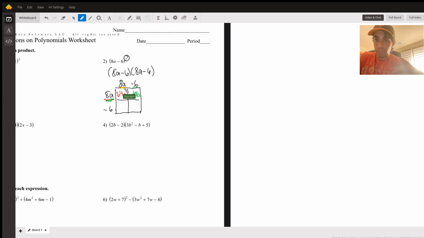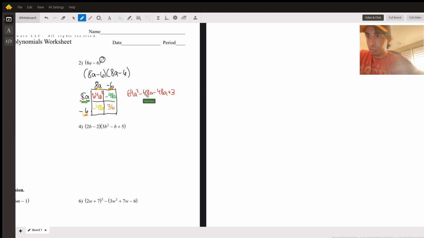Over here, we got the same thing, 8a times negative 6 again. That's negative 48a. We just said that. And then over here, we've got negative 6 times negative 6. Don't forget, a negative times a negative gives you a positive. So that's going to be a positive 36. All right, let's combine everything together. We got 64a squared minus 48a minus 48a plus 36.